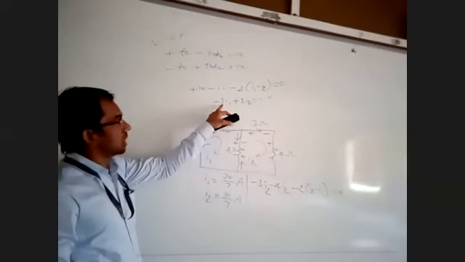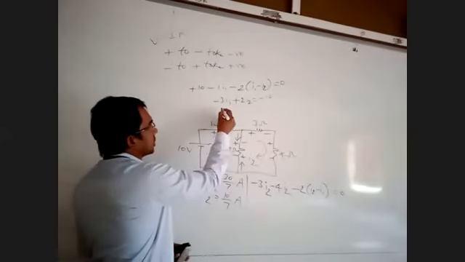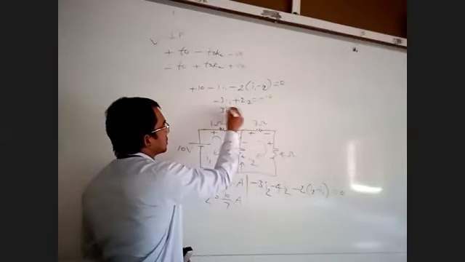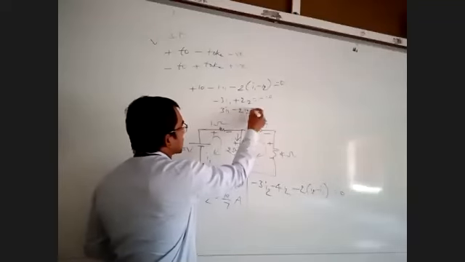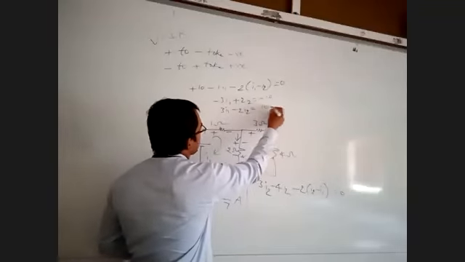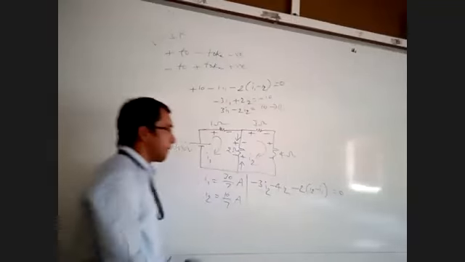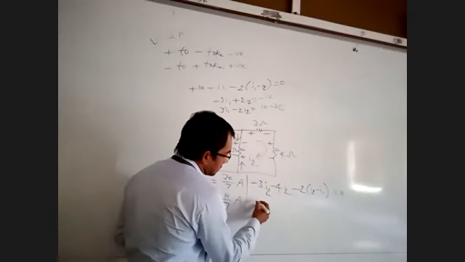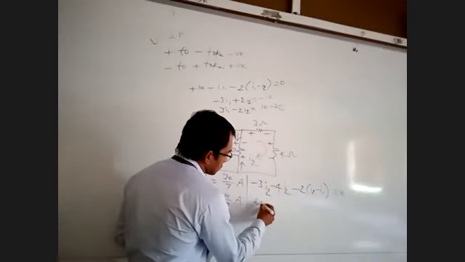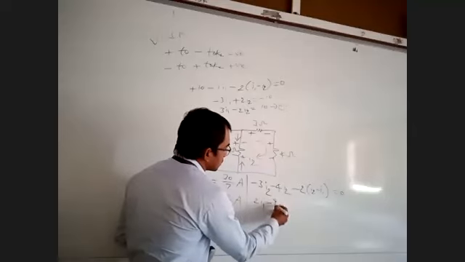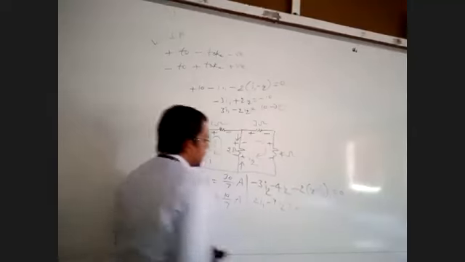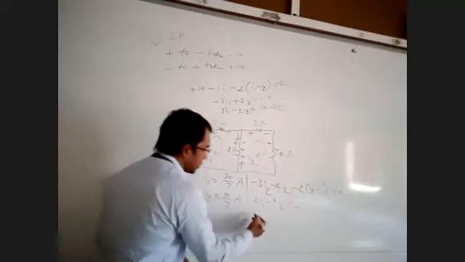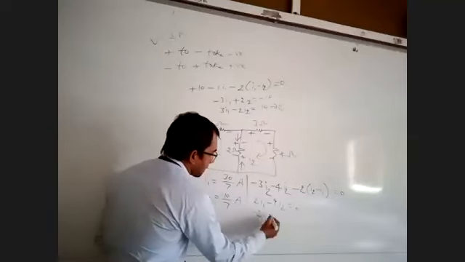In the first loop, make I1 positive. If you make I1 positive, multiply both sides by minus. So this is the first equation. And for the second equation, make I2 positive and multiply both sides by minus.